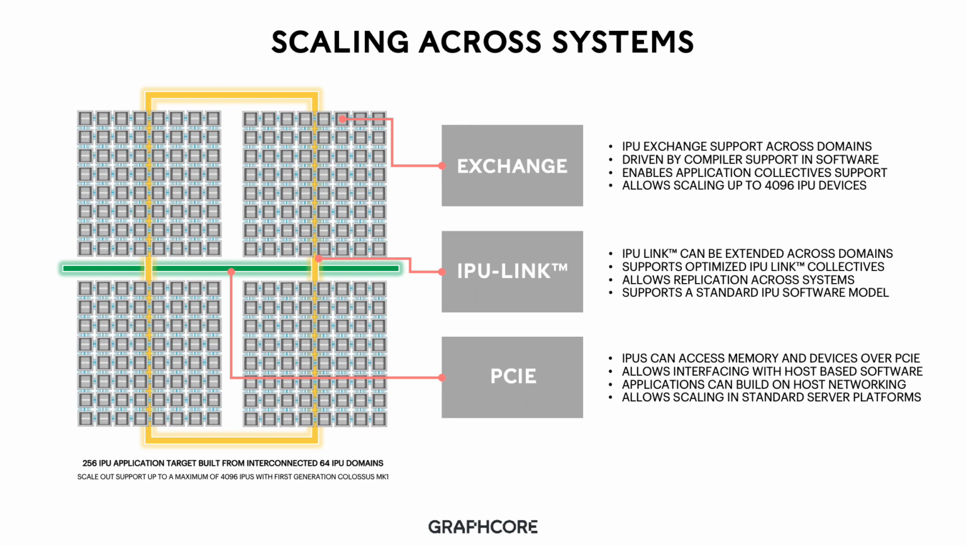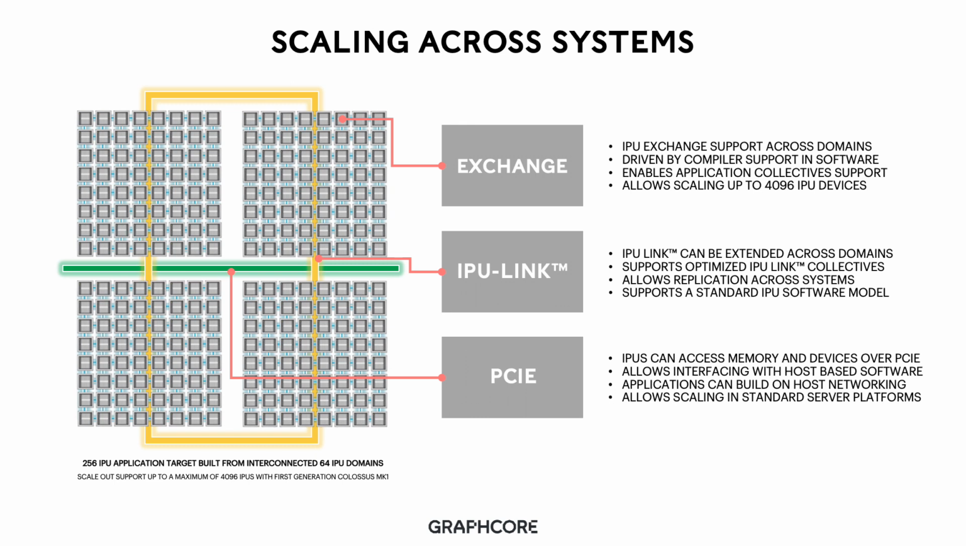There are two ways in which we can scale across systems. Firstly, IPU Link. IPU Link can be extended across domains and support optimized IPU Link collectives. This allows us to support replication across highly optimized IPU Link connected systems. It supports the standard IPU software model of compute, exchange, and synchronization. All of this is supported by our software compilation technology, enabling optimized communication patterns to be generated between systems.